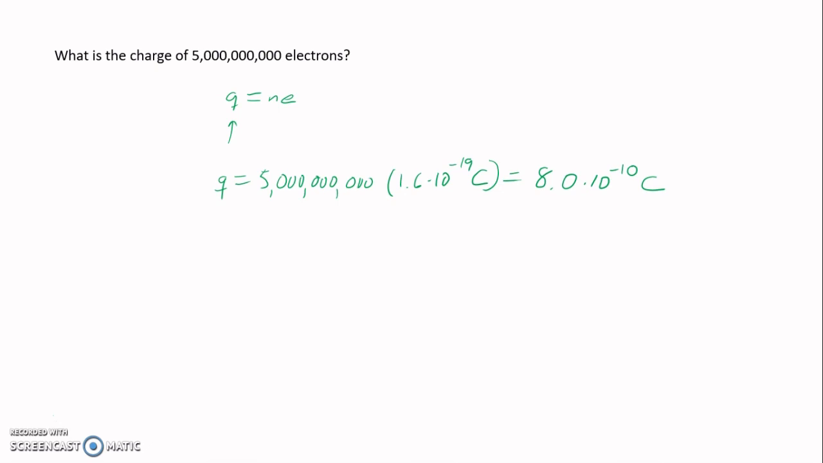It's really tiny. So not a lot, even though there are 5 billion electrons, the charge is still in the nanocoulomb region.